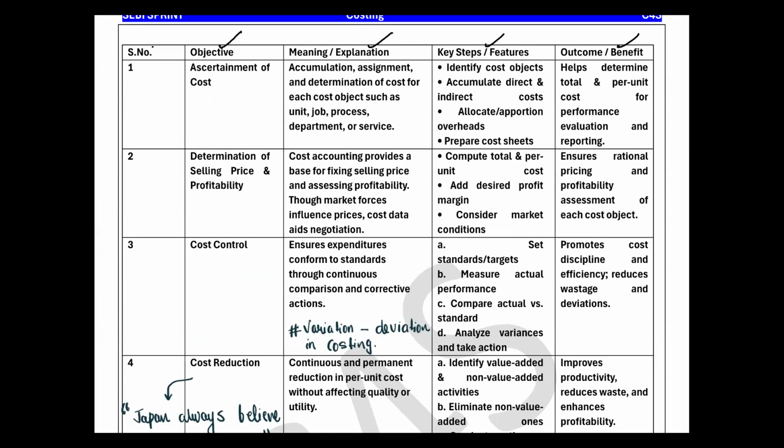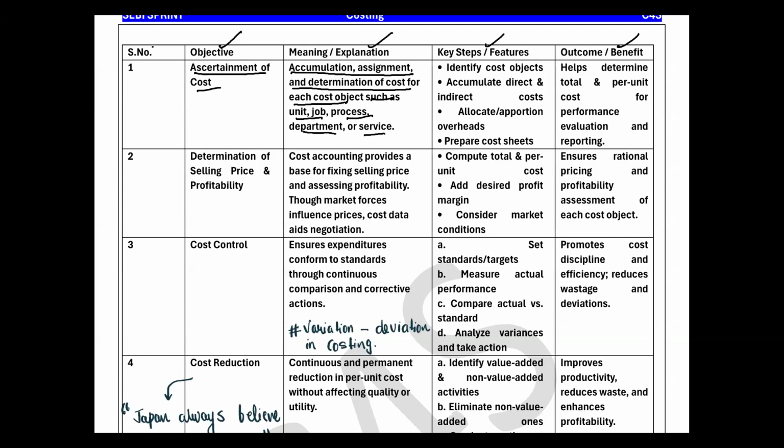What is the ascertainment of cost? This is the first step of objectives of cost accounting. What does it talk about? You will read it and understand, because I have explained it very well with an example. If you remember, you will understand it very well. Accumulation, assignment and determination of cost for each cost object. For each cost object you are accumulating the cost, such as unit, job, or places also, right?